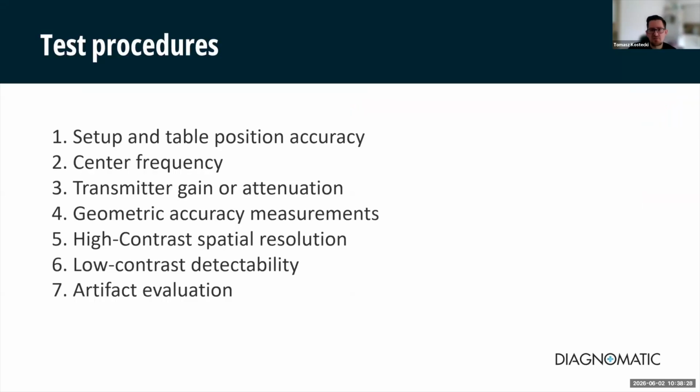The weekly quality control procedures include several checks: setup and table position accuracy, center frequency, transmitter gain or attenuation, geometric accuracy, high contrast spatial resolution, low contrast detectability, and the artifact evaluation.